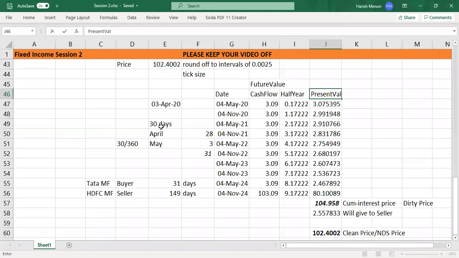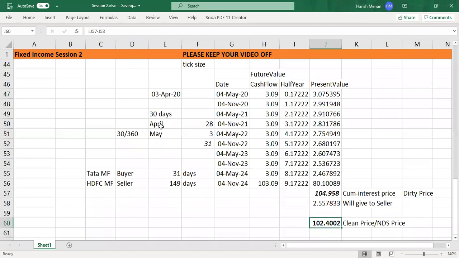I know a lot of maths looks daunting, but to be very honest, it's not that complicated if you know only one single formula, which is present value calculation. So this is the clean price. This is the price that you saw on the NDS.